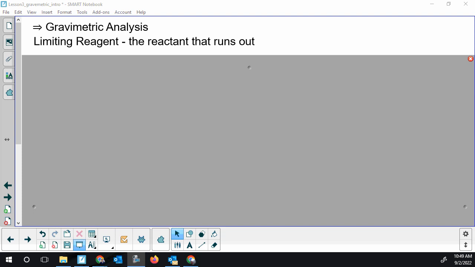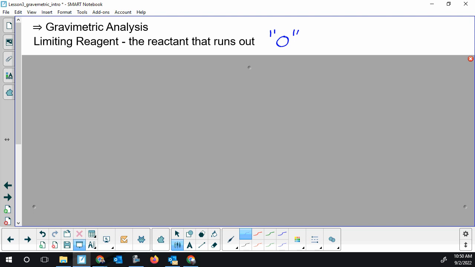So one key term is going to be limiting reagent. That's the chemical that totally runs out. So when we're tracking, organizing, doing our calculations, the limiting reagent is going to have a 0 concentration or 0 mass at the end. And that's going to be really important.